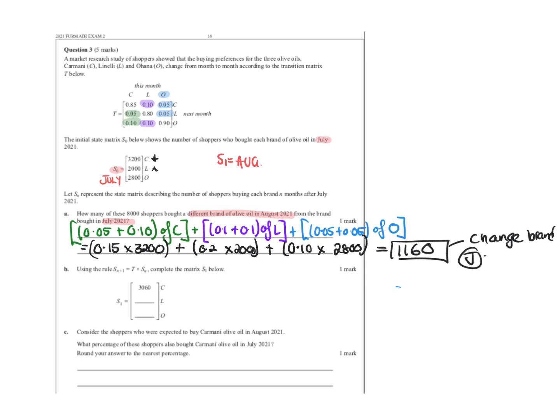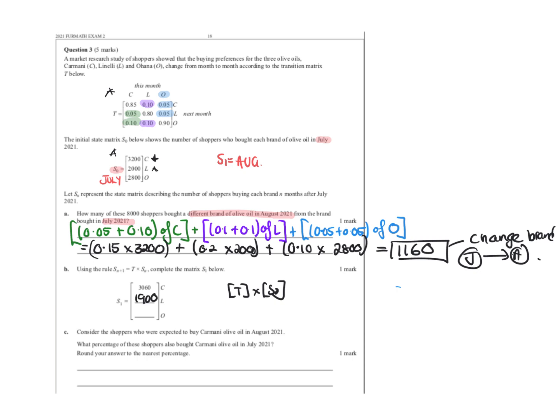from July to August. Okay, and then it says using the rule, that you can pretty much get the next one using the one before, find S1. So that would be, you just use your transition and you times it by S0. So both given up here. And you just had to fill in the missing numbers.